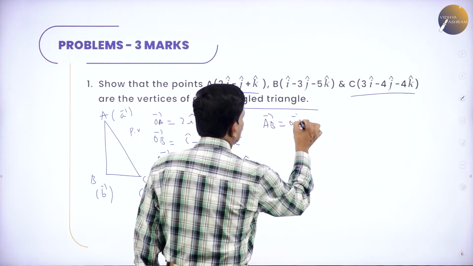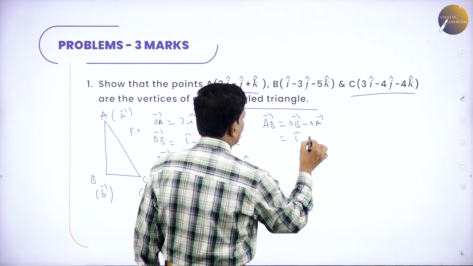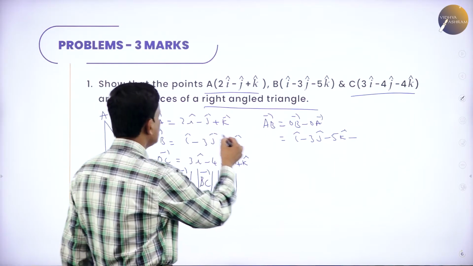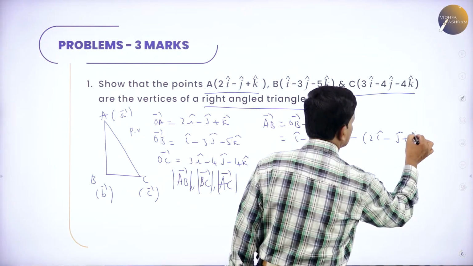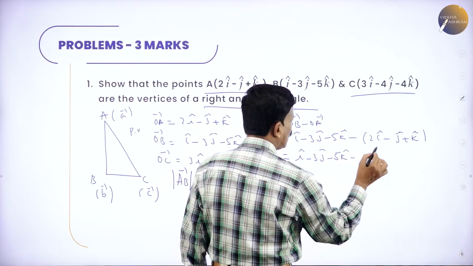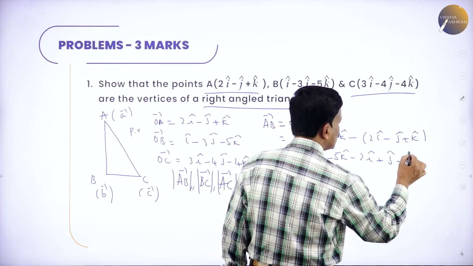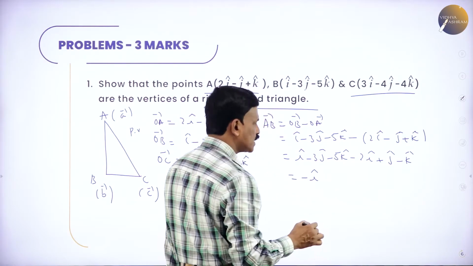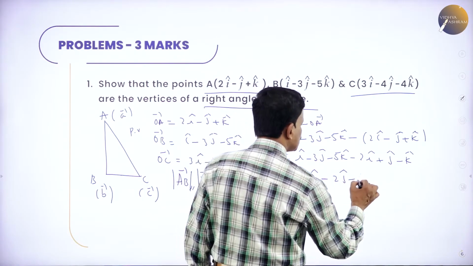We know vector AB is equal to OB minus OA. What is vector OB? i minus 3j minus 5k, minus OA, which is 2i minus j plus k. So this is i minus 3j minus 5k minus 2i plus j minus k. So minus 2i plus i is minus i cap, minus 3j plus j is minus 2j cap, and minus 6k cap.